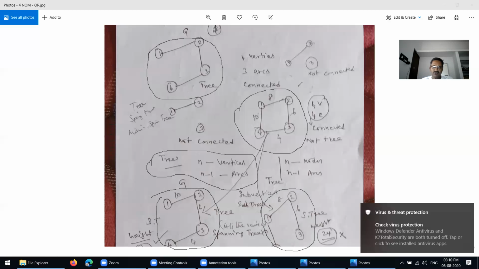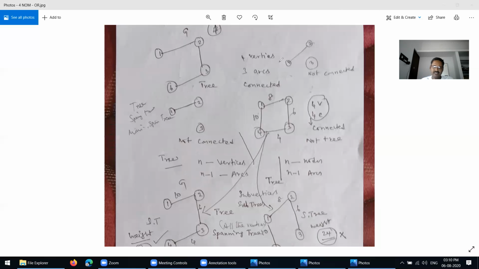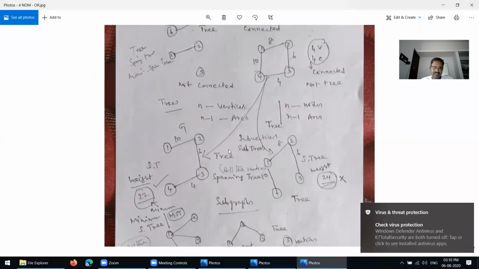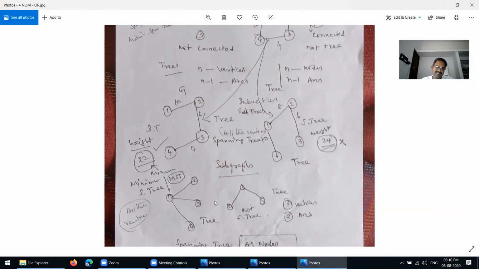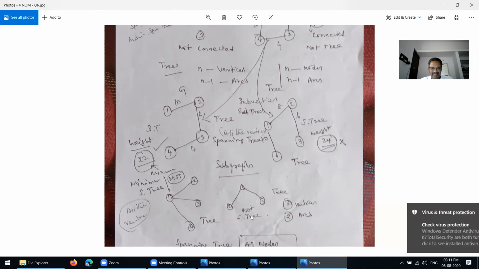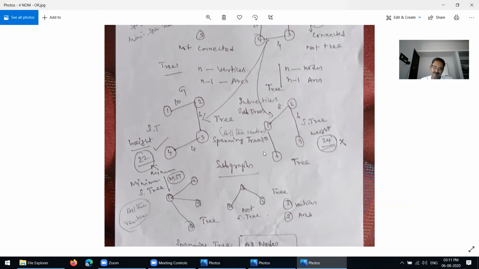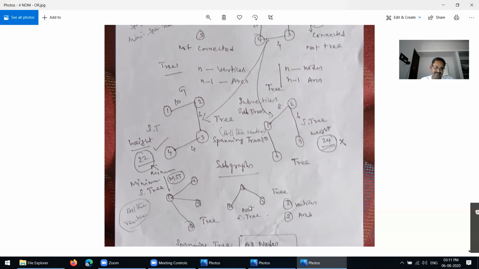And one more thing, you see here now. This also has 1, 2, 3, 4. This is also a subset. It's a tree. You understand? This is also a tree. And then this also is a subset of this one. The first one, 1, 2, 3, is also a tree. You understand? Because see here now.